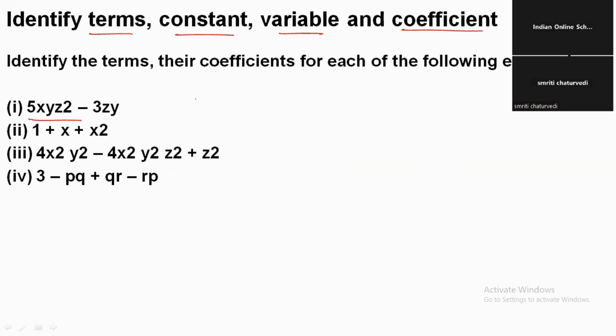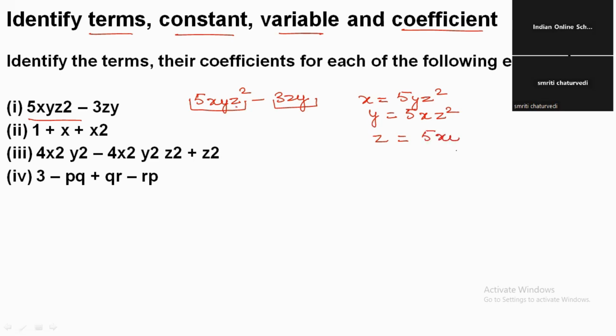If I'm talking about the first expression, it is 5xyz square minus 3zy. If I'm talking about terms, we have two terms over here. One is 5xyz square, the other one is 3zy. The coefficient of x will be 5yz square. The coefficient of y in term 1 will be 5xz square. And how am I writing the coefficient? I leave that variable alone, and whatever number, constant, and variables are there, I write them all together. So what will be the coefficient of z? That will be 5xy.